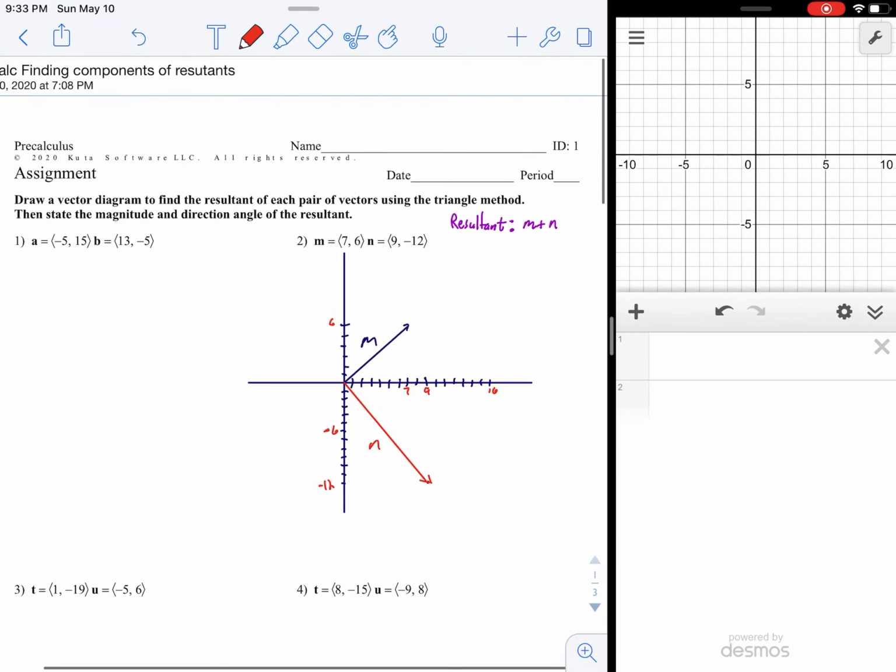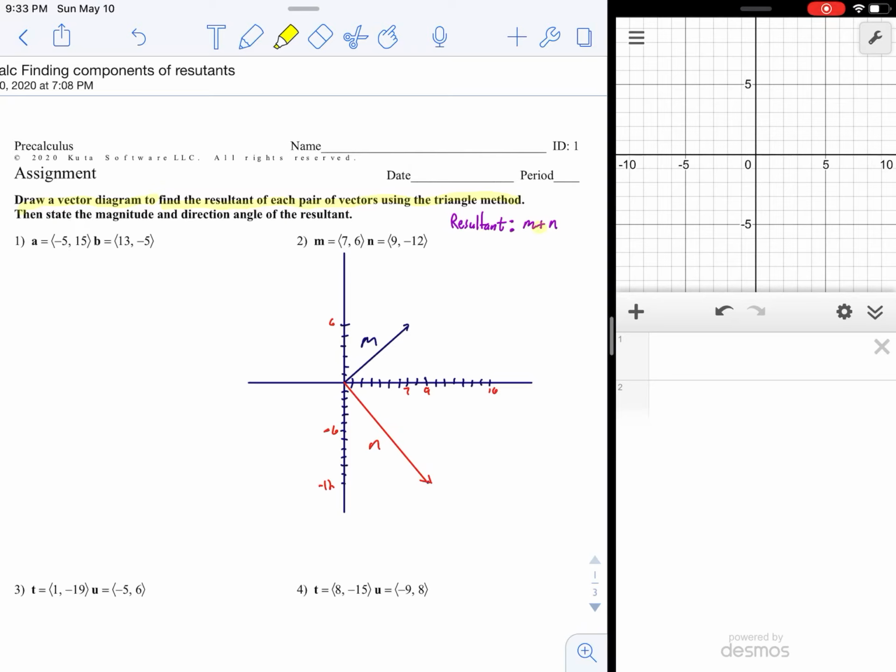So draw a vector diagram, which we haven't done yet. Well, we've kind of graphed vectors, but a vector diagram's a little different. To find the resultant of each pair of vectors using the triangle method. So resultant is when you add two vectors together. The triangle method is just a diagramming method to show what vector addition really looks like. So a big chunk of what we're doing is going to be drawing.